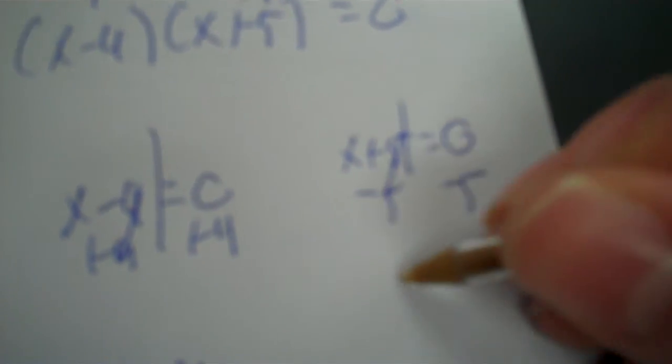Then you plus 4, you get 4. Then you minus 5, and you get negative 5. So you take the positive to the top, and 2 times 4 is 8.